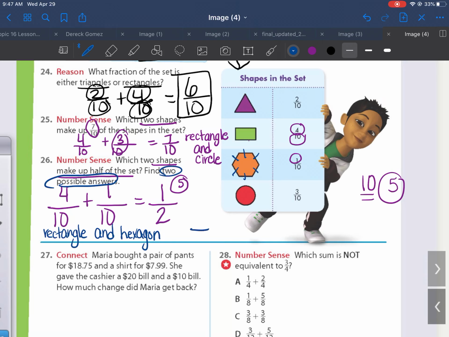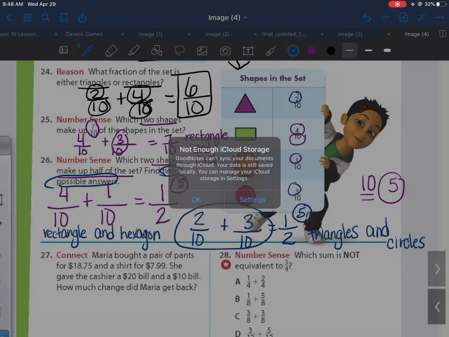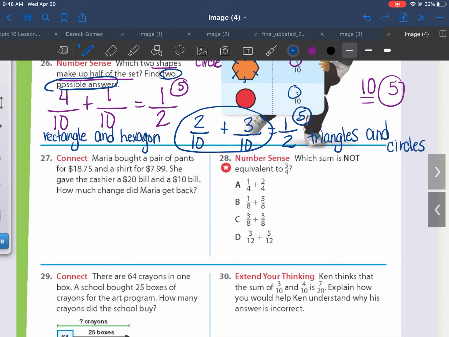But the question says find two possible answers. That is 1. What other two numbers, two fractions, would give me half? In other words, 5. What other two numbers can I add that would give me 5? I already added 4 and 1, so the other one would be 2 plus 3. So 2/10 plus 3/10, and these are going to be, the 2/10 are the triangles, and 3/10 would be the circles.